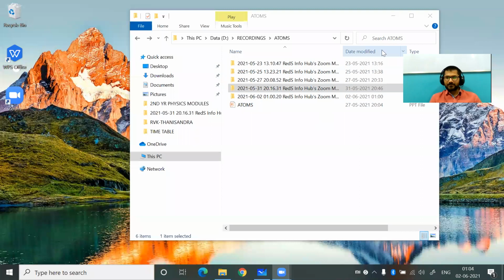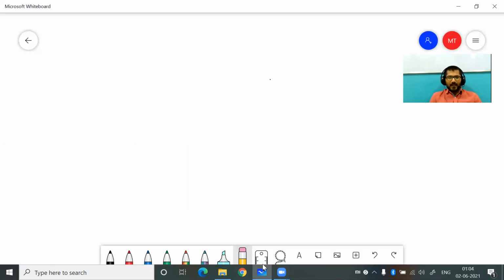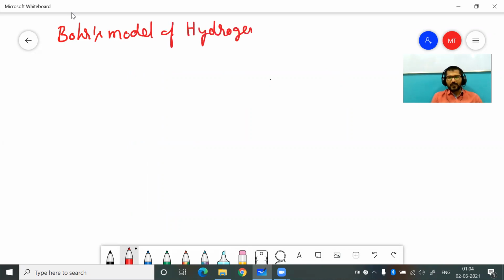Okay, let us start. Let me share the screen over here. Bohr's model of hydrogen atom, or we also call it Bohr's atom model.